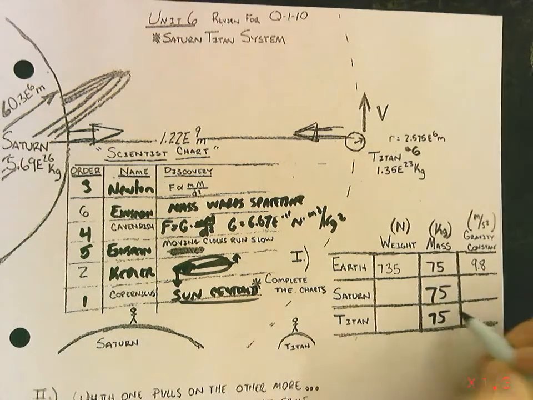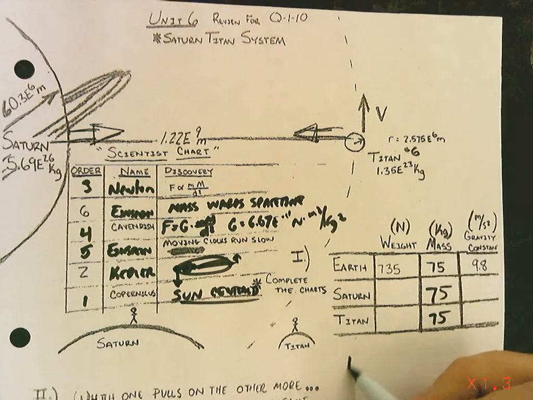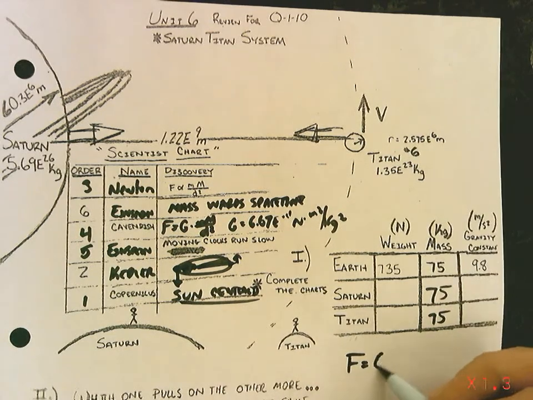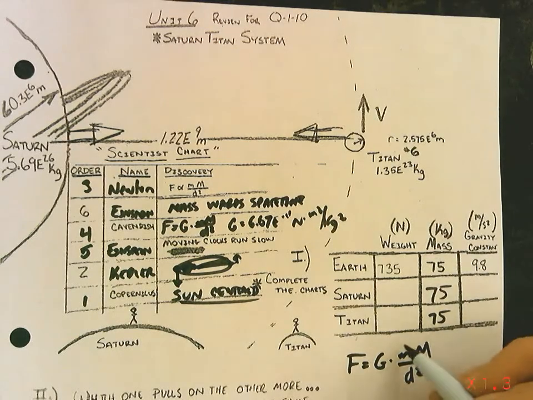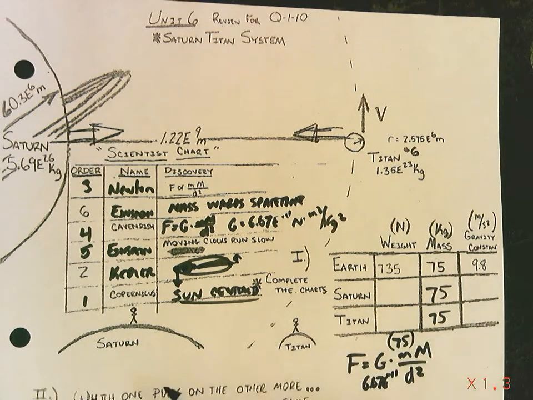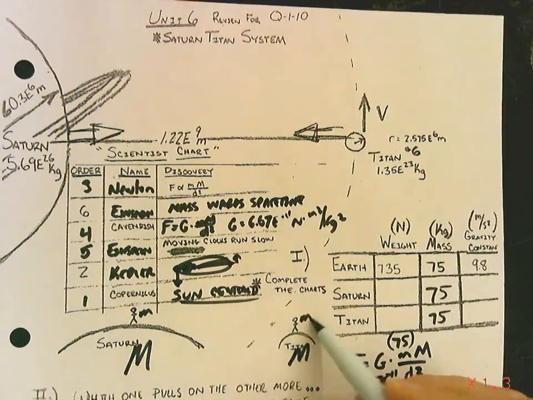Moving on to the mass-weight chart. Mass is the same everywhere in the solar system. To find our weight on both Saturn and Titan, we're going to use this equation right here: big G, little m, big M divided by d squared. In both situations, 75 will be little m, and big G will be 6.670 e negative 11. And then we'll have to take information about Saturn and Titan.